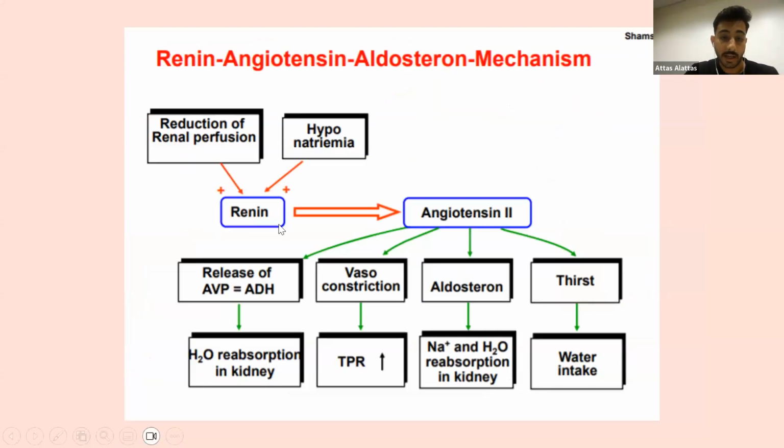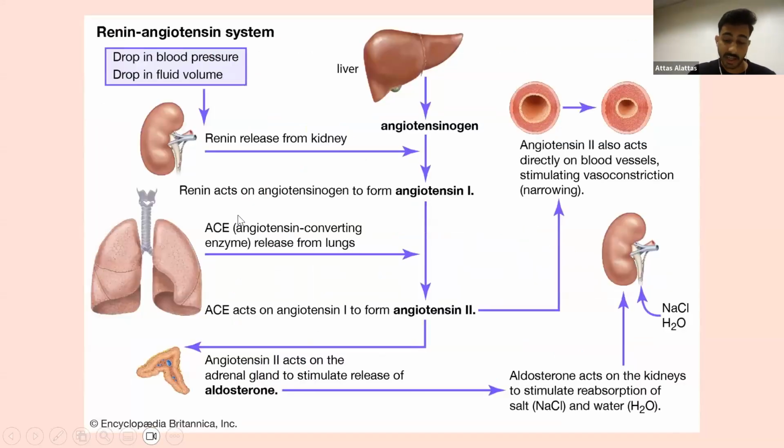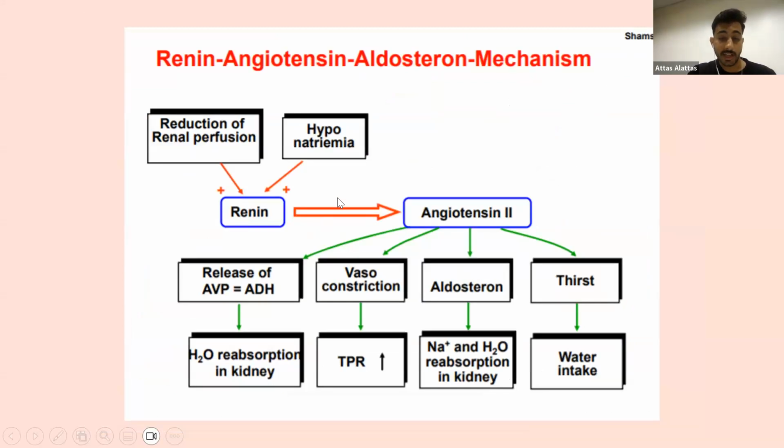So again, if you have a decreased renal plasma flow, a decreased blood pressure, or hyponatremia, renin will be released from the kidneys. Renin will act on the angiotensinogen from the liver and convert it to angiotensin 1. Then angiotensin 1 will be converted to angiotensin 2 by the angiotensin converting enzyme of the lungs. Angiotensin 2 is what does the effects.